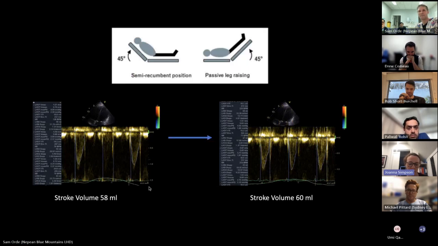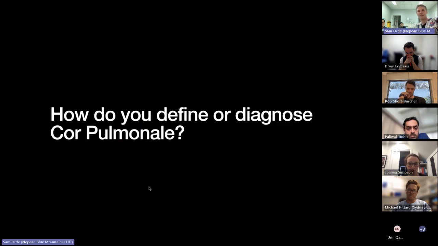So that's a passive leg raise test measuring the stroke volume pre and post as an indication of whether the patient's fluid responsive. And as you can see, the stroke volume's basically the same between the two, so not fluid responsive. Excellent. My last question is how do you define and diagnose cor pulmonale?